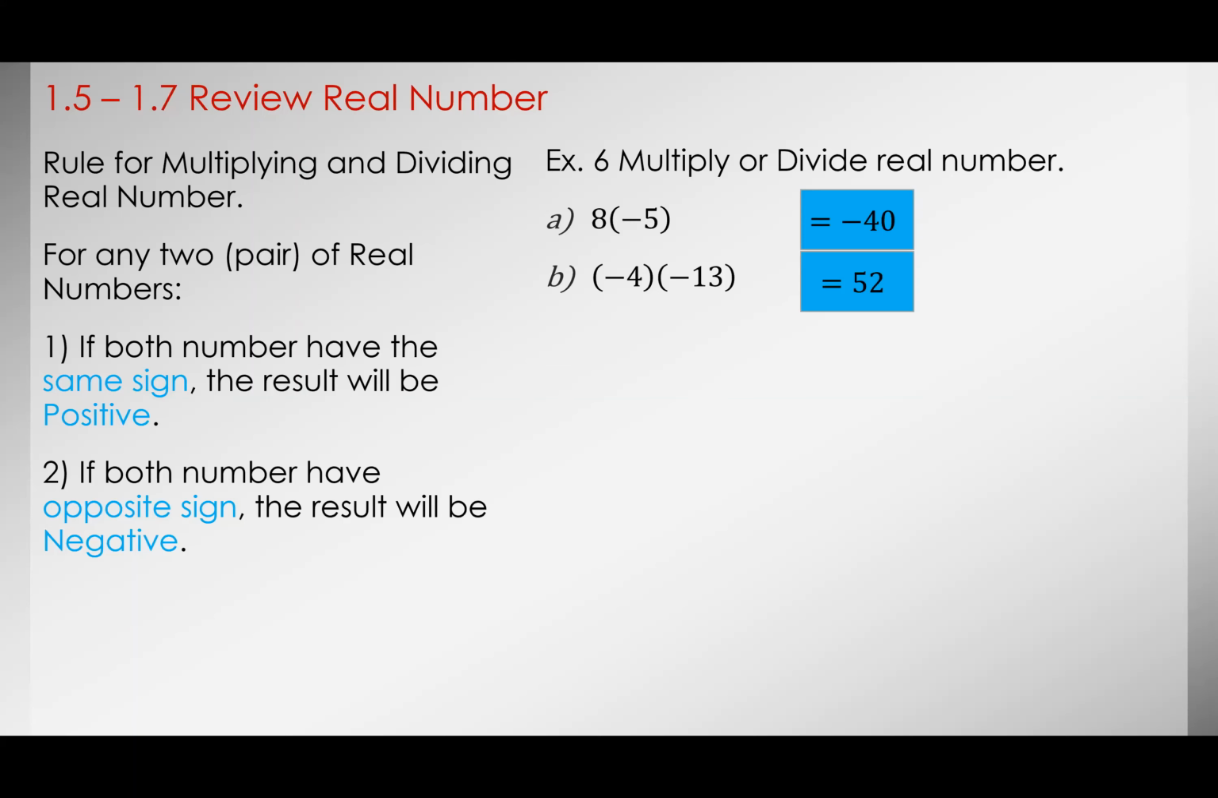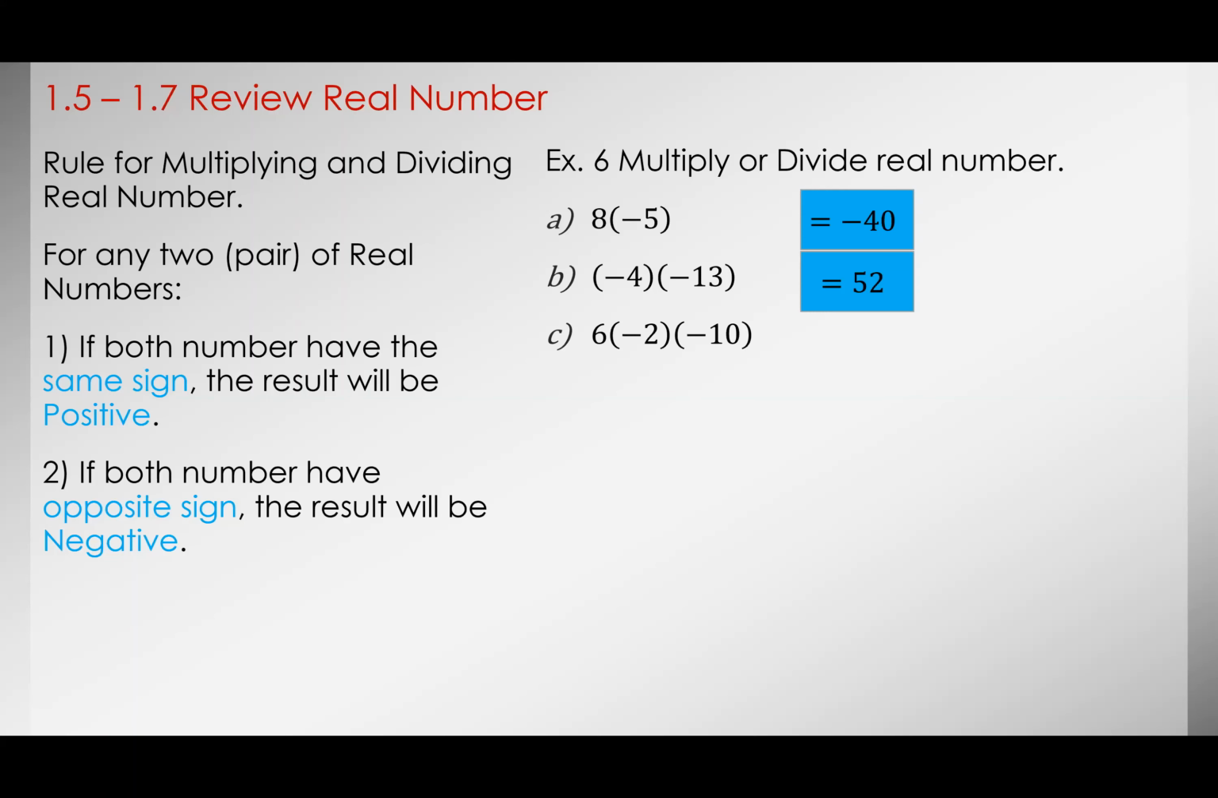Okay, so again, that's the rule for any two number. If you multiply, if they have the same sign, the result will be positive. If two number, if they have opposite sign, then the result will be negative. Doesn't matter who is bigger than who. If they have a opposite sign, the result is negative.